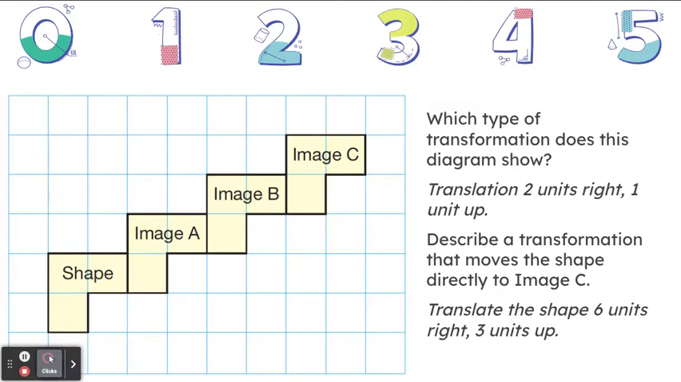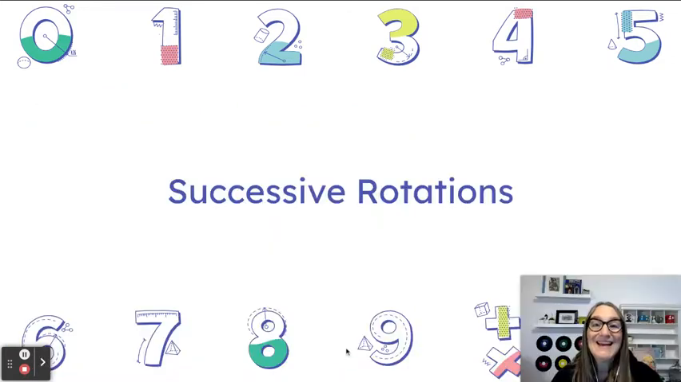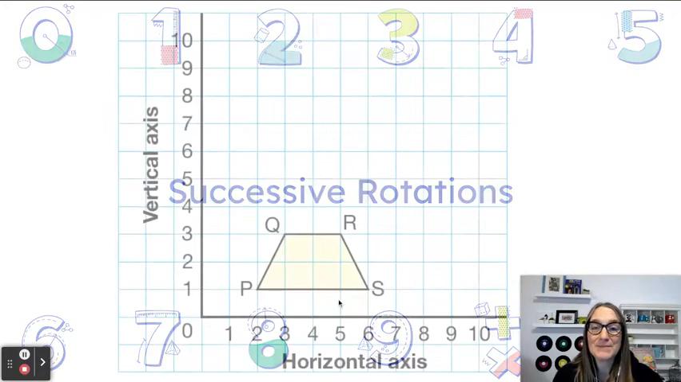So when a shape is translated 2 or more times, we say that the shape undergoes successive translations. So that word successive means 2 or more times. The same translation may be repeated as shown in this picture, or the translations may be different each time. The same holds true for rotations and reflections. Next, let's talk about successive rotations.